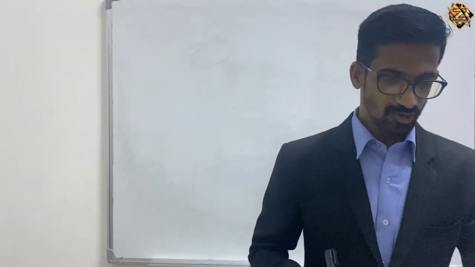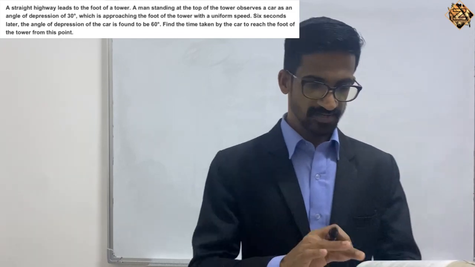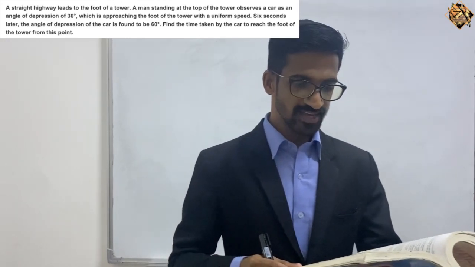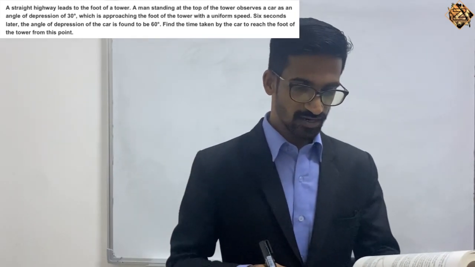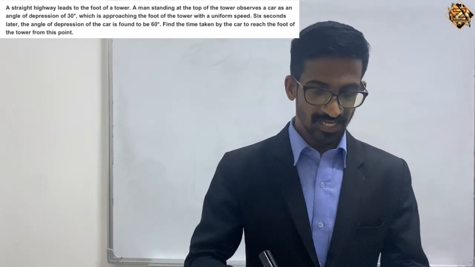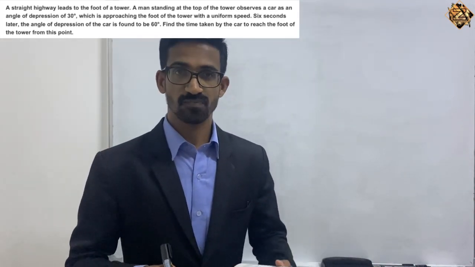Hi students, now let's look at question number 15 of page number 205. A straight highway leads to the foot of a tower. A man standing on the top of the tower observes a car at an angle of depression of 30 degrees, which is approaching the foot of the tower with a uniform speed. 6 seconds later, the angle of depression of the car is found to be 60 degrees. Find the time taken by the car to reach the foot of the tower from this point.